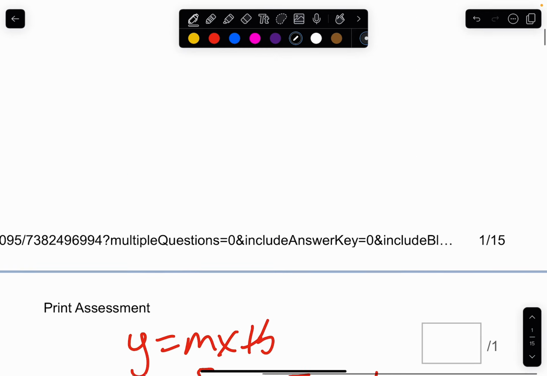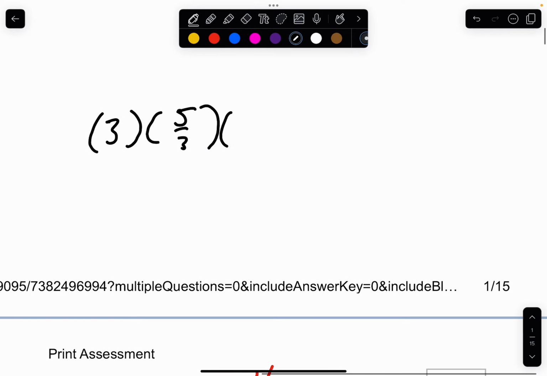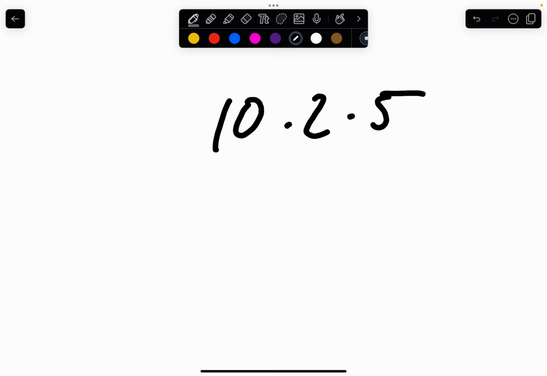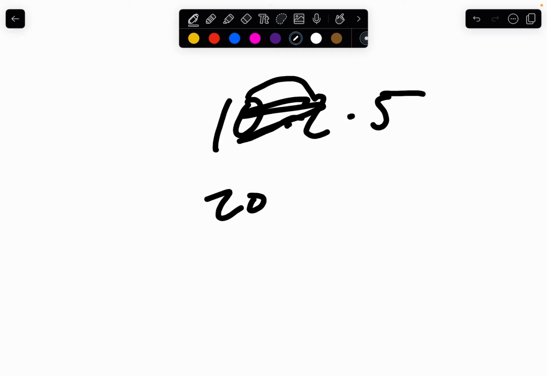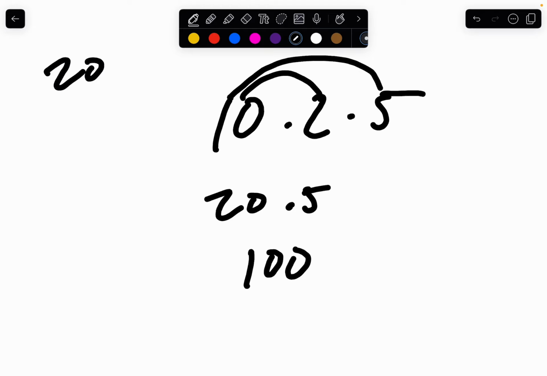I'm going to take it up here. This is 3 times 5/3 times 5. We have to know how to multiply that, guys. It might make more sense if I did like 10 times 2 times 5. How would we do that? 10 times 2 is 20. That goes away. And then 20 times 5 is 100. That goes away. That's how multiplication works. What do a lot of people do, though? What a lot of people will do is they'll do 10 times 2 is 20, and then 10 times 5 is 50.